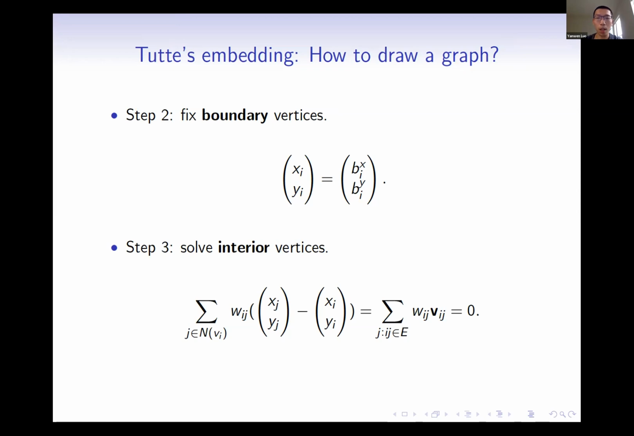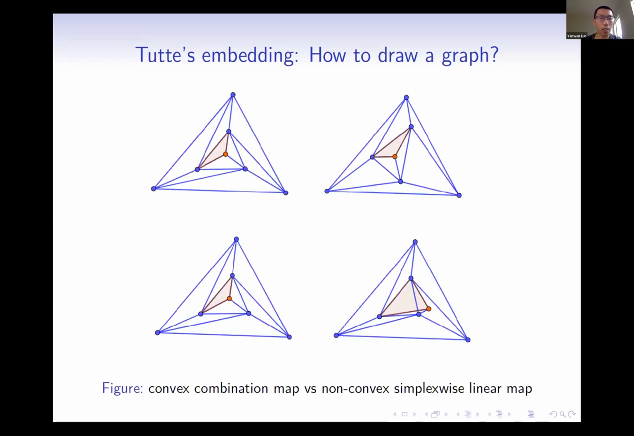the harmonic mean value property for the harmonic map. Another way to think about that is the equation on the right. If we think about all the vectors starting from one interior vertex, then those vectors are in some sense balanced because they're never contained in a half space. Okay, and such a map is also called a convex combination map.